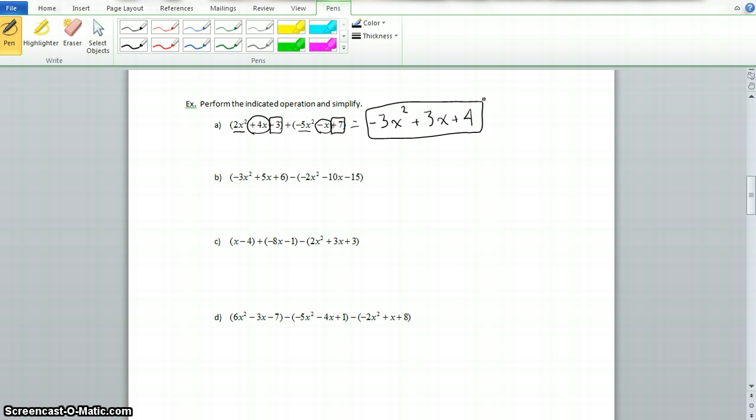Alright, for part B, this is a subtraction. And what you do for a subtraction is you have to distribute that negative, or the subtraction, through this entire second polynomial. So I'm going to rewrite it. That first polynomial you keep exactly the same, plus 5x plus 6. Okay, now if I'm subtracting a negative 2x squared, when you subtract a negative, it's like adding 2x squared. Same with that next term, minus a negative 10x is plus 10x.